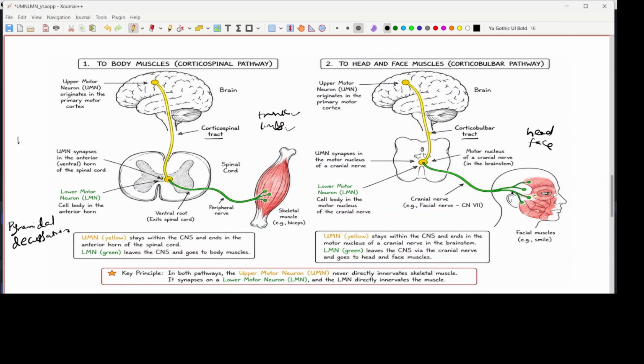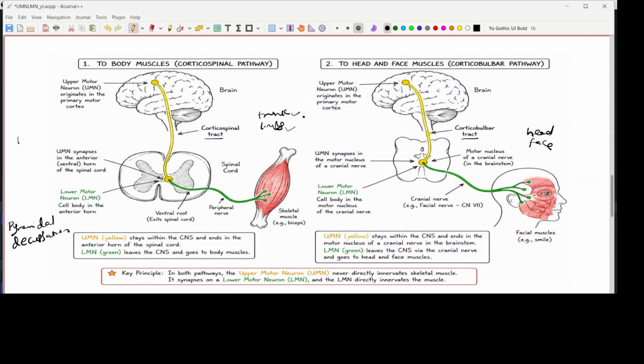For example, the muscles responsible for facial expression, for chewing, movements of the tongue, and many muscles involved in swallowing receive their motor supply through cranial nerves. So essentially, what we are saying is that while the corticospinal tract ultimately reaches the muscles through the spinal nerves, the corticobulbar tract ultimately reaches the muscles through the cranial nerves.